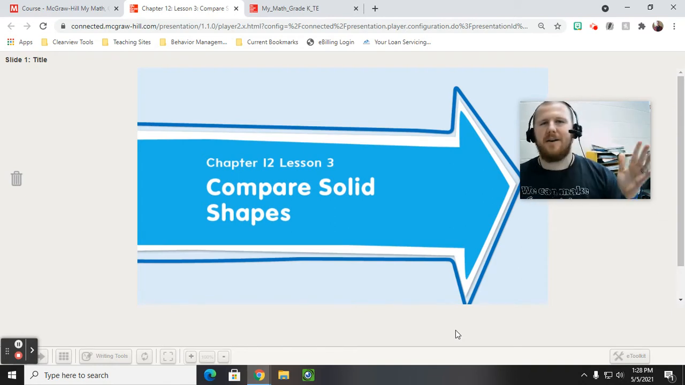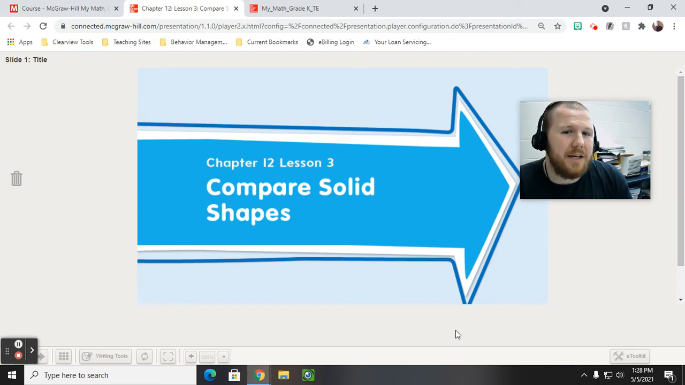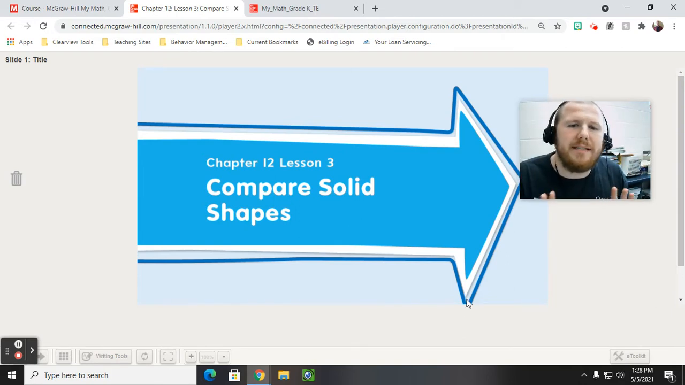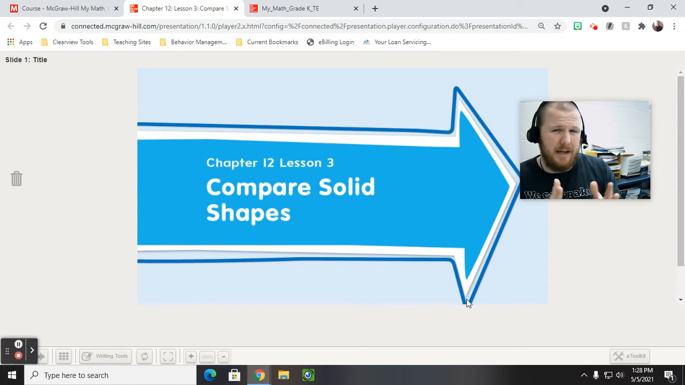Today we are working on Chapter 12, Lesson 3 here in My Math. We're at the end of our math books, learning about our solid shapes. In Lesson 1, we learned about spheres and cubes, the ones that look like balls and boxes. In the last lesson, we learned about cylinders and cones, like pop cans and ice cream cones. Today we're going to be talking about comparing solid shapes.